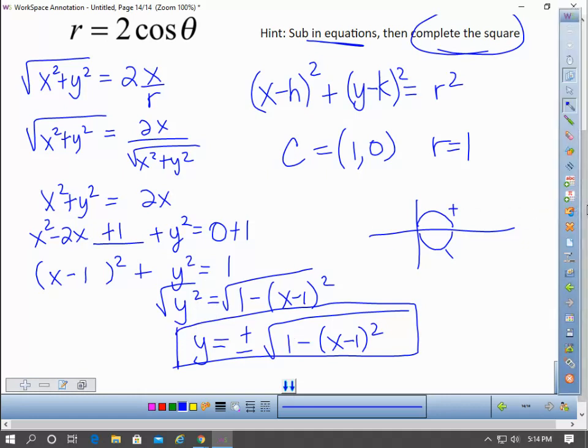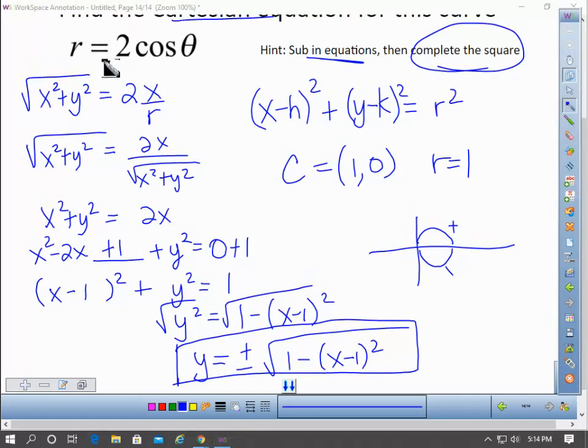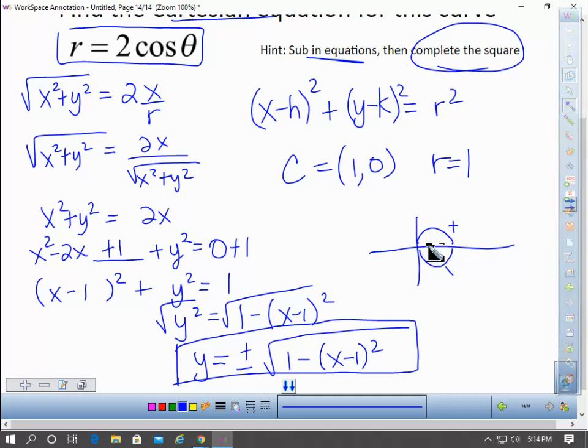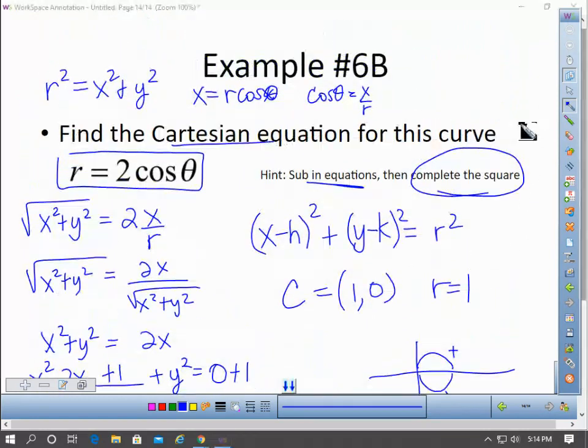If you are in polar mode, all you have to do is type in this equation, r equals 2 cosine theta, and it'll graph that same circle. So it just depends on what mode you're in, what equation you're going to put in. So that is the equation of the circle with center at 1, 0 with a radius of 1, which is exactly what we graphed when we graphed r equals 2 cosine theta.